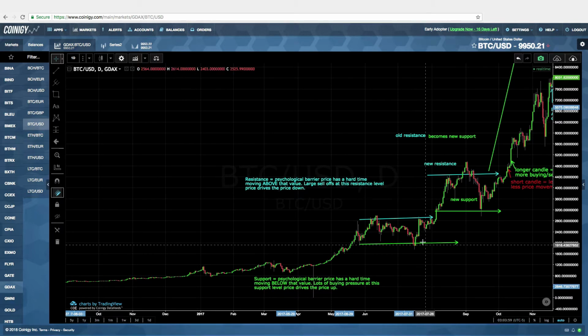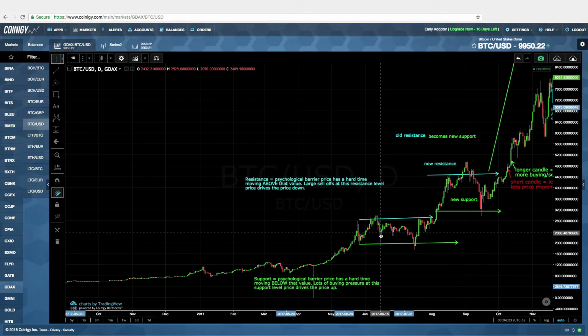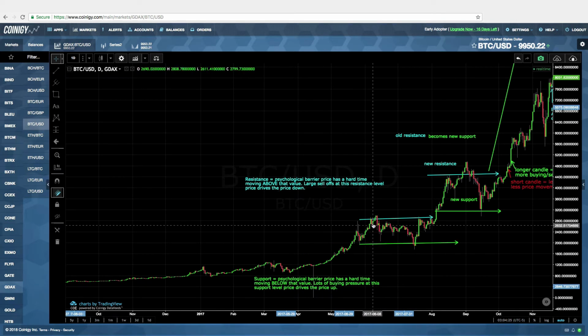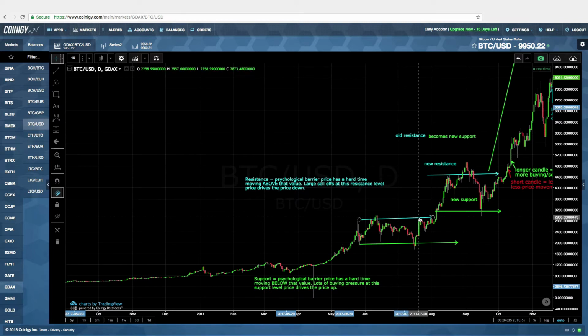The resistance is the psychological barrier price that has a hard time moving above that value. There are a lot of large sell-offs at the resistance levels, and that drives the price down. As you can see, it's at the support, it goes up to the resistance, and then a lot of people sell, and the price goes down. And it tries to go back up, but then they sell, and the price comes down. Hits the support, they buy, the price goes up, hits the resistance, they sell, price goes down.